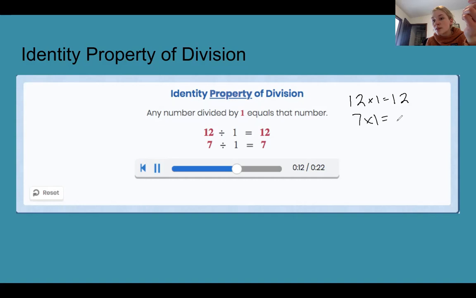7 times 1 equals 7. Remember, this just means how many groups do you need? Oh, one group. So that is another tip for you: when you're dividing, think of the divisor as your groups. How many groups do you need? Well, I need one group of 12, or I need to split 12 up into one group, if that makes sense. Identity property: dividing by 1 equals that number.